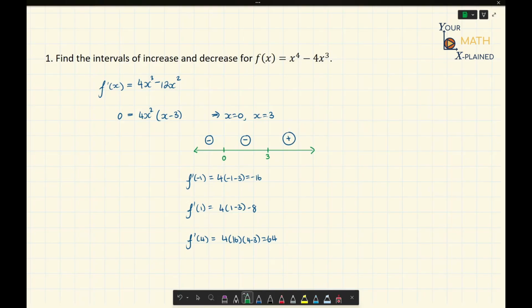So therefore, our answer is going to be on the interval from negative infinity to 0, our function is decreasing. And then from 0 to 3, our function is still decreasing. And then finally, the last interval, which is from 3 to positive infinity, our function is increasing.